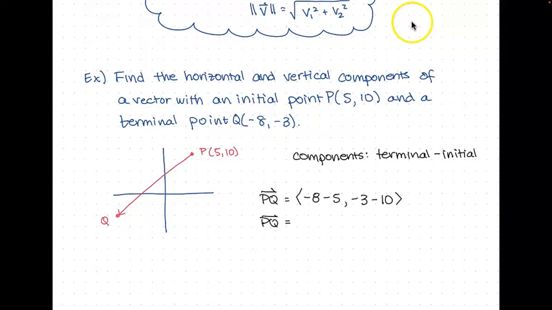So PQ has the components -13, -13. Oh, wow, -13, -13. That was not planned. And that makes sense. That seems logical. We can see we're going negative in the horizontal direction and negative in the vertical direction. So, all right.